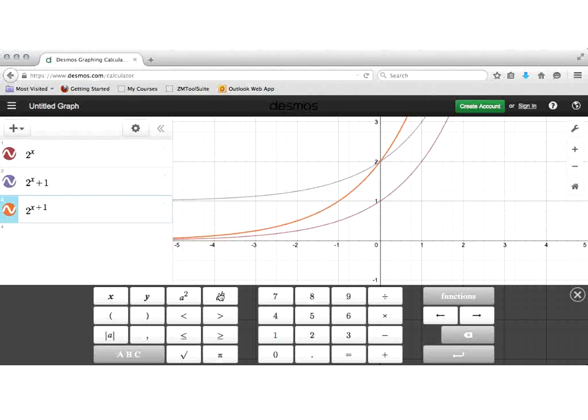Were you able to graph all 3? Did you figure out how to get your exponent to stay? No? Okay, I'll come by and help.